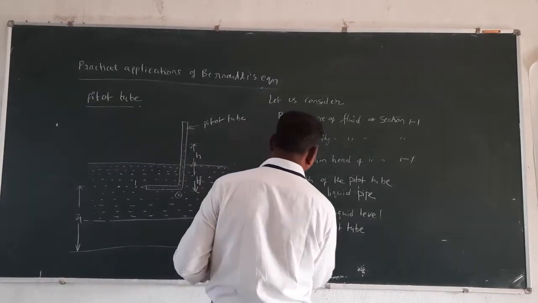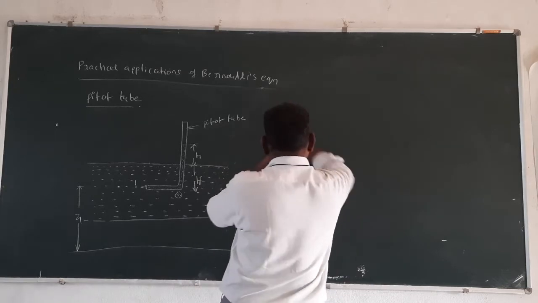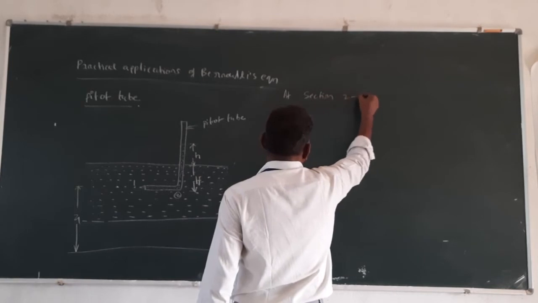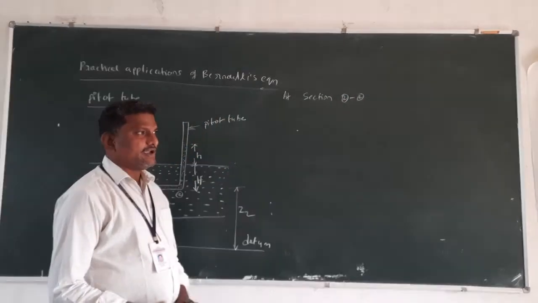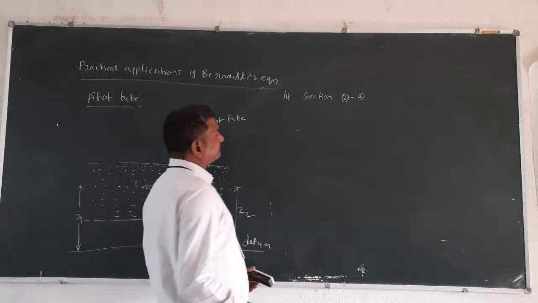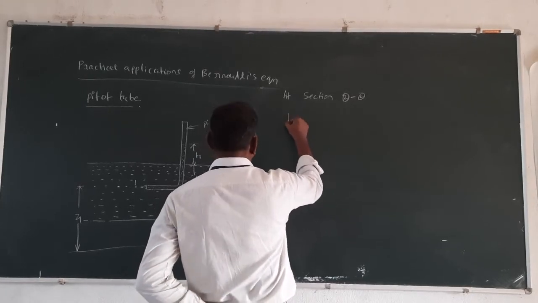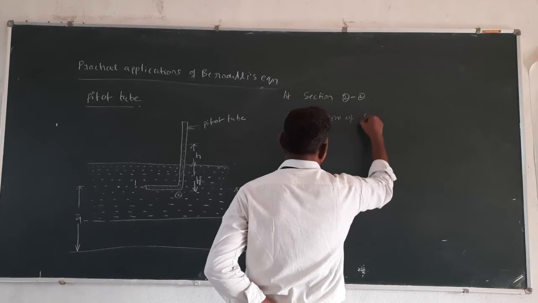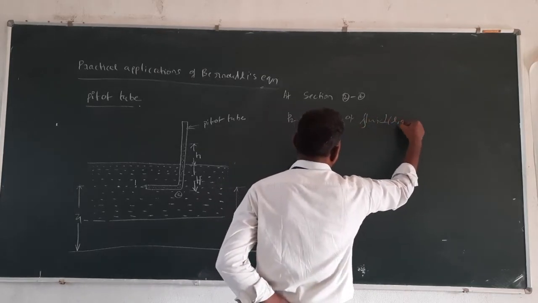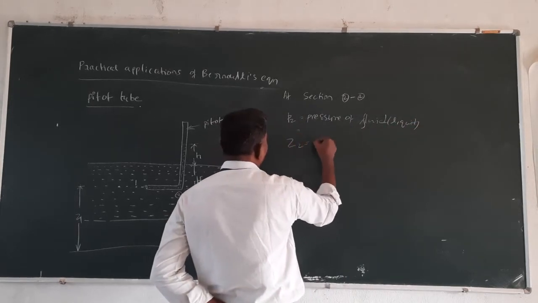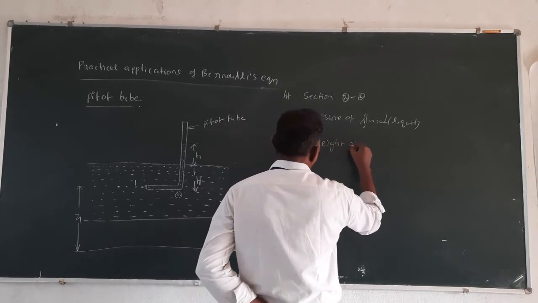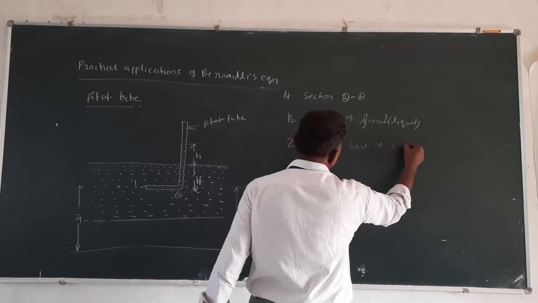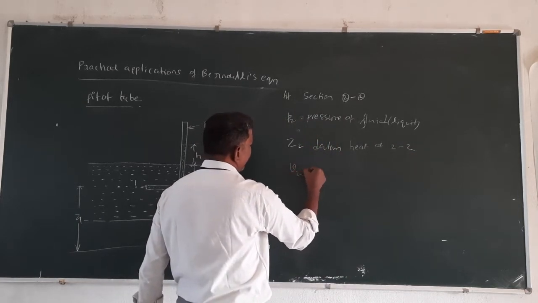And similarly, at section 2, P2 is the pressure of the liquid, Z2 is the height, or simply datum head, at the section. Here, velocity is equal to 0.